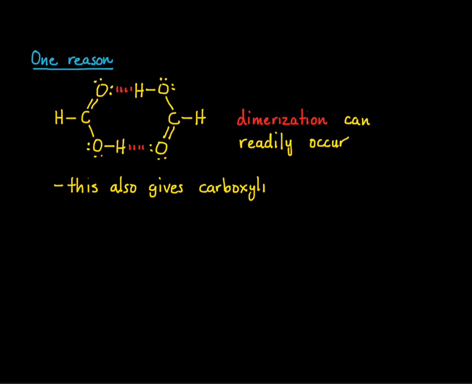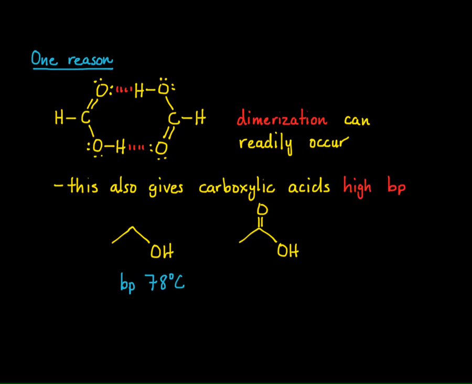So it also gives carboxylic acids much higher boiling points than we would normally think. Now, just to show a comparison, if I look at the boiling point of ethanol versus the boiling point of acetic acid, obviously acetic acid has a little bit higher molecular weight, but they're relatively similar in structure. I've just added a carbonyl group.